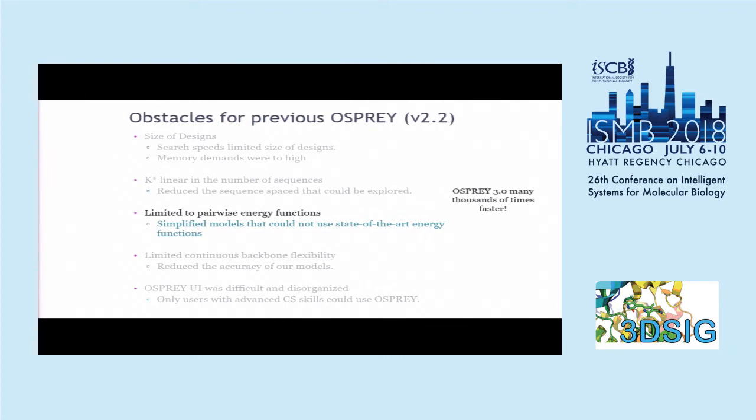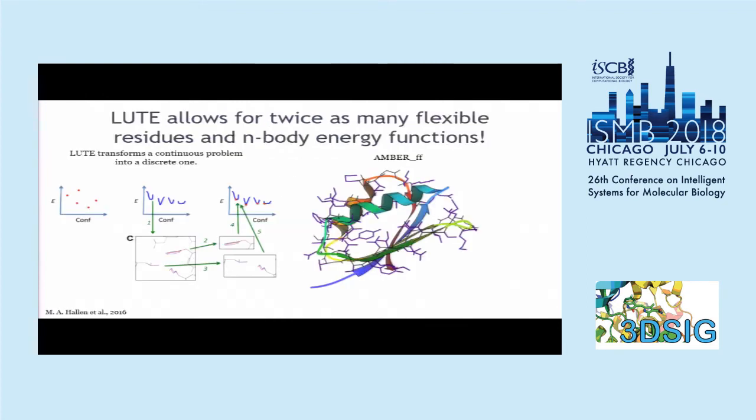So finally, this is actually very exciting. We were previously limited to pairwise energy functions. So by using LOOT, which is a technique that transforms a continuous space into a discrete one, and I'll be happy to tell you guys more about this later, right now it'd be too long, what we've been able to do is actually double the amount of flexible residues that we can design with. And if you imagine that we are exponential in the number of residues, this actually means that we've been able to exponentially increase our space, our flexible space.